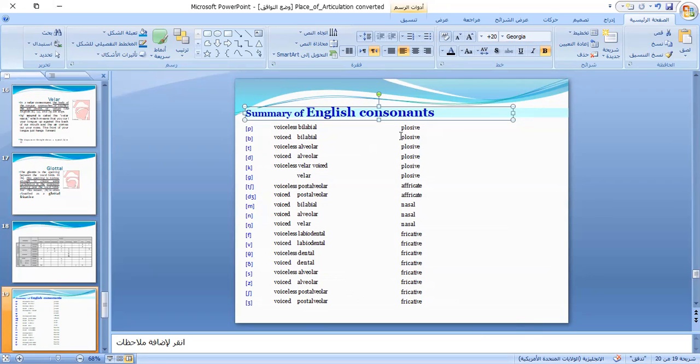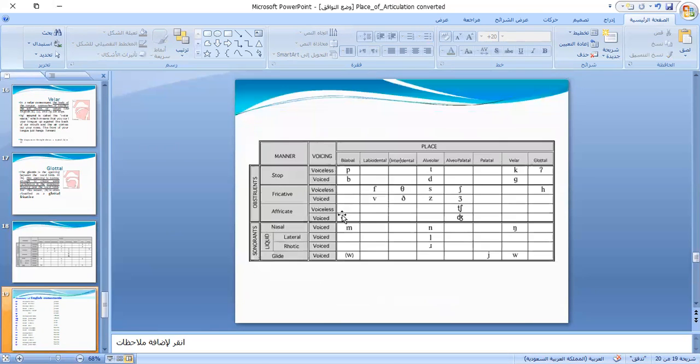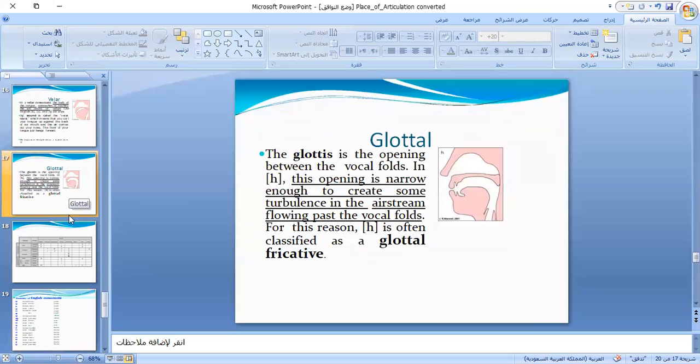F and V. So all of them have voiced and voiceless counterparts. Okay, so you have to learn them. But before learning by heart, you have to understand what we have already explained. Thank you very much.